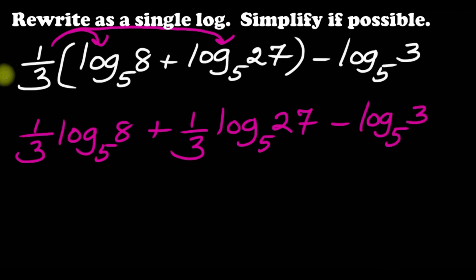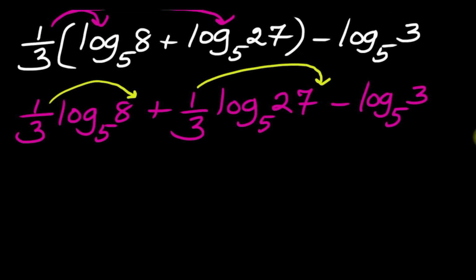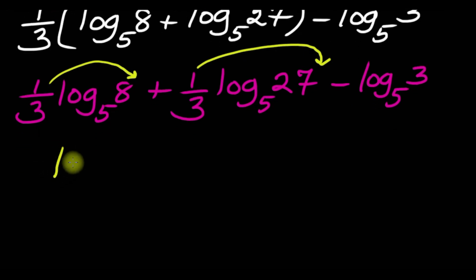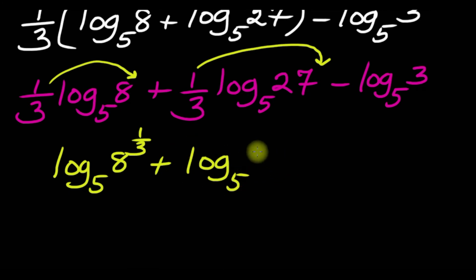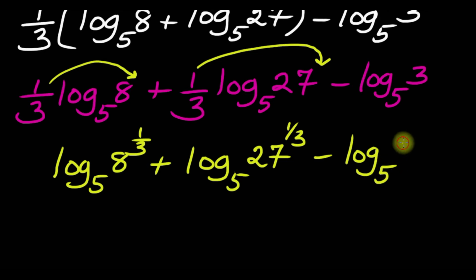Okay, and then we would have to use the power property to get the exponent up here. Same thing over here, the exponent would be here. So 1/3 is the same as cube root if you want to change it to cube root, but we're just going to keep it as 1/3. So here would be log base 5 of 8 to the 1/3, plus log base 5 of 27 to the 1/3, and then minus log base 5 of 3.